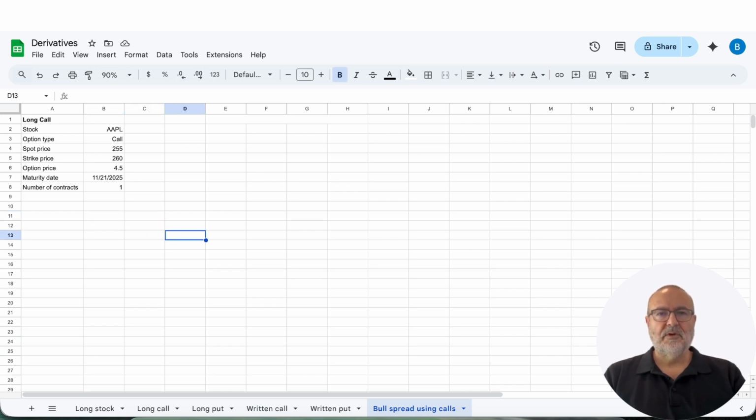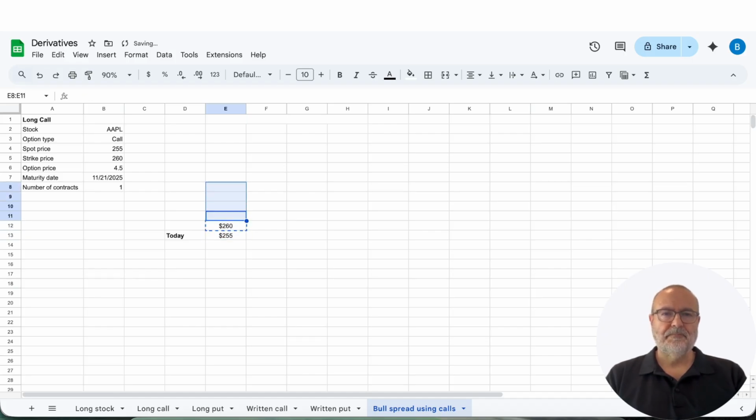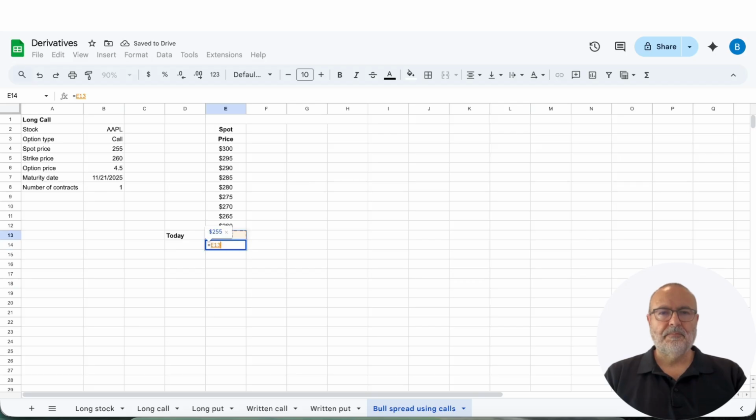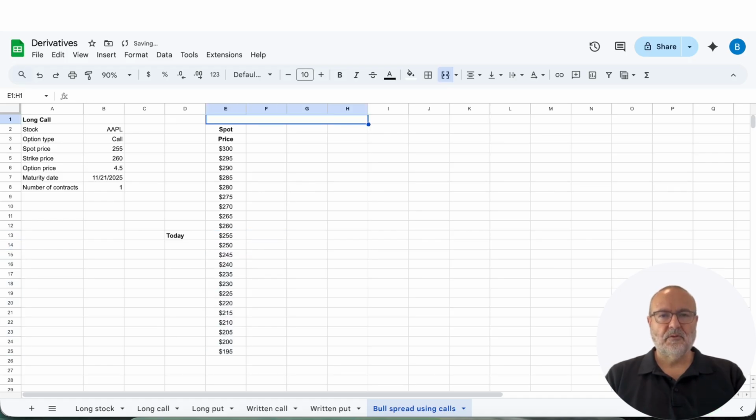Next, we will create a scenario analysis by increasing the spot price by $5 going up and decrease it by $5 going down. Next, we will add the strike price, which stays constant as spot price changes.